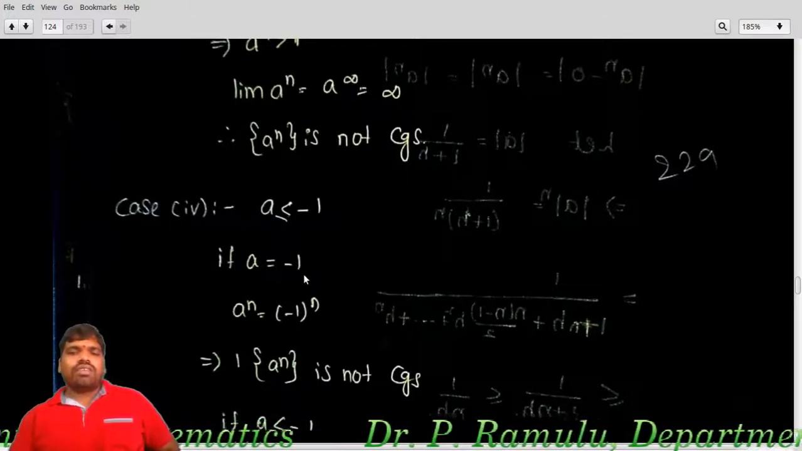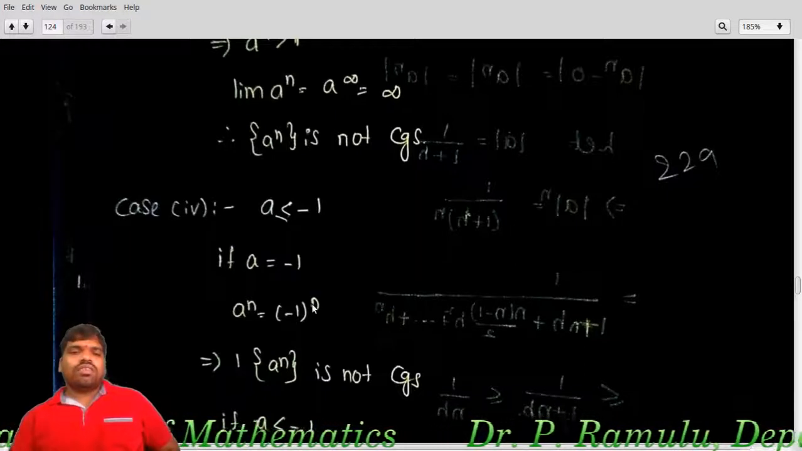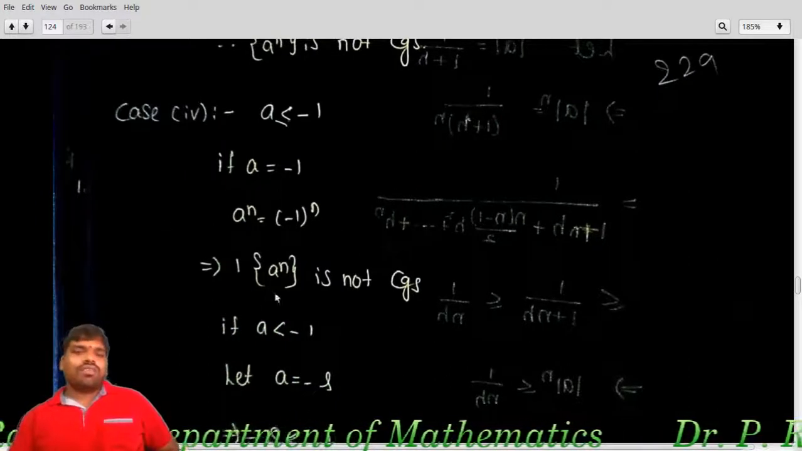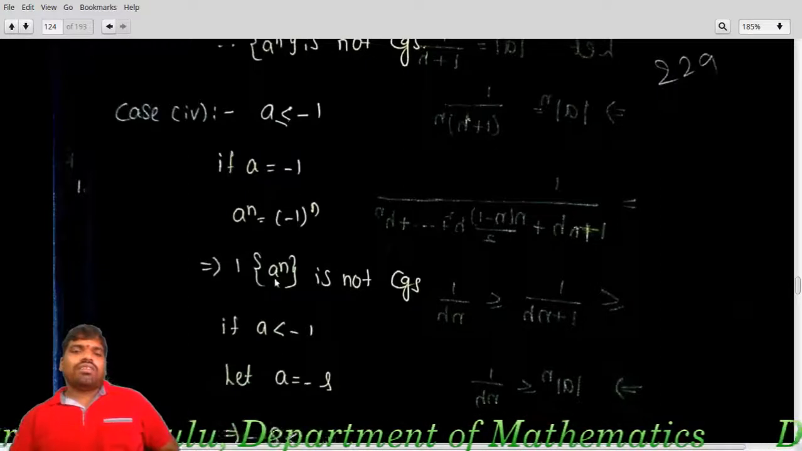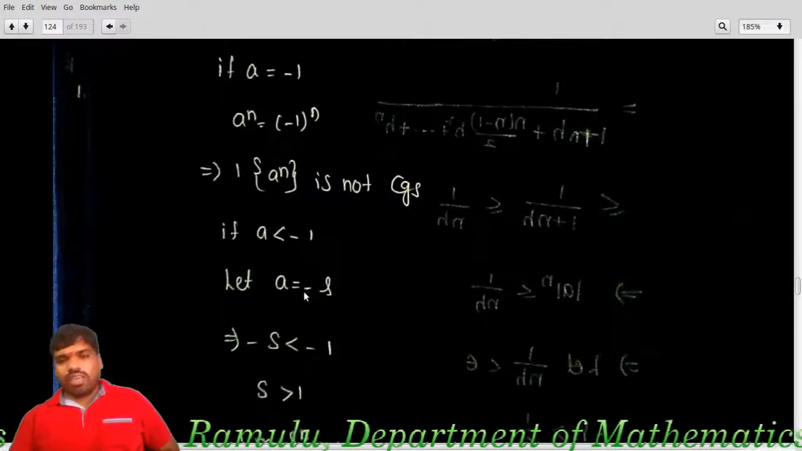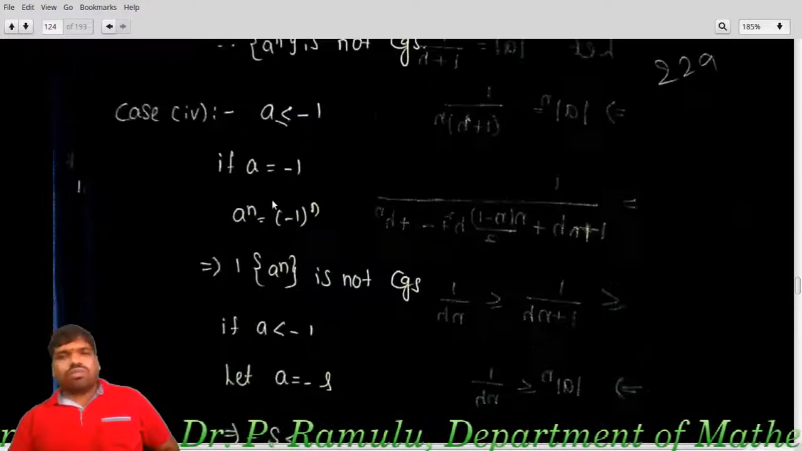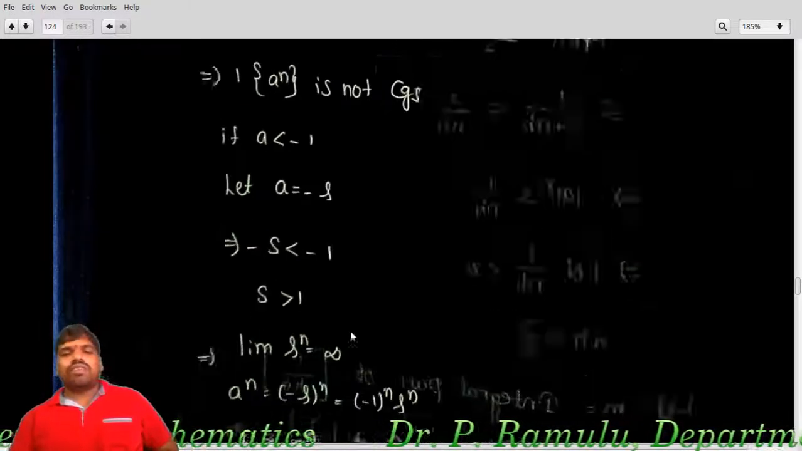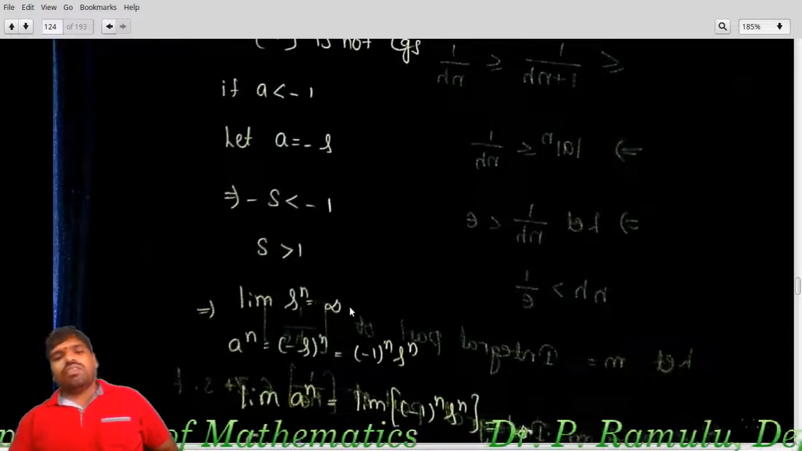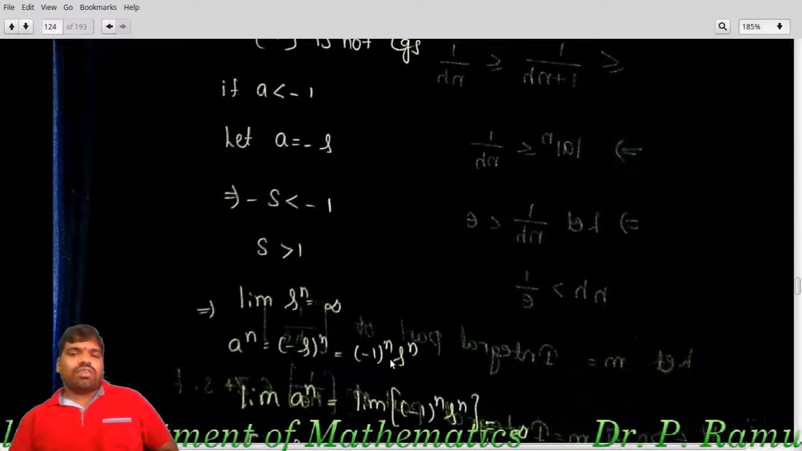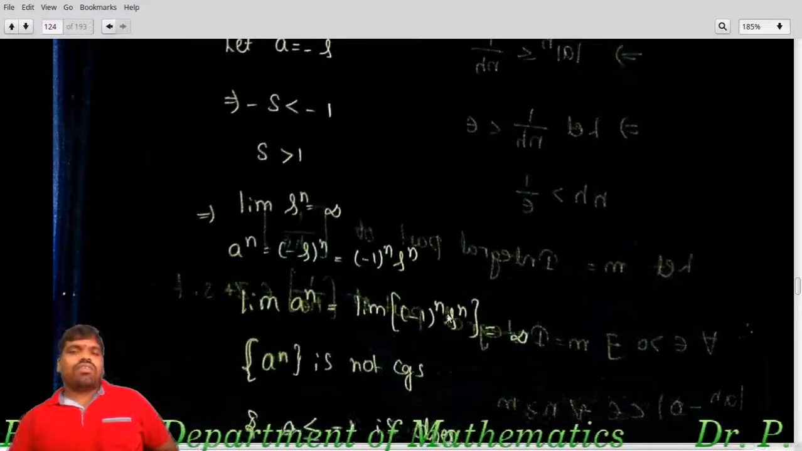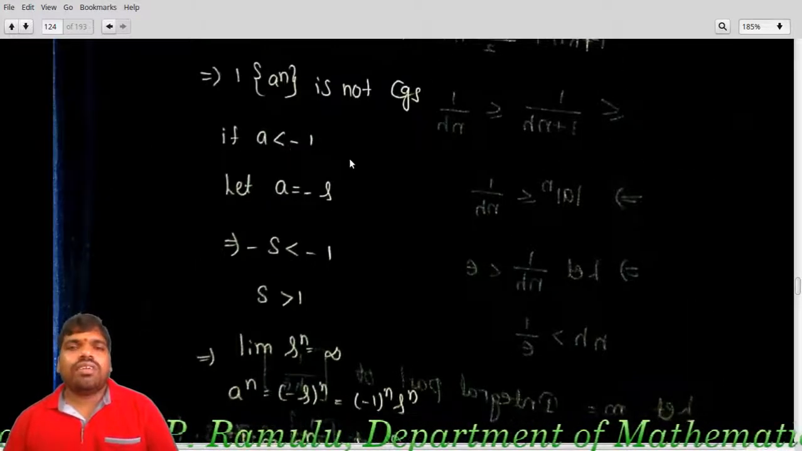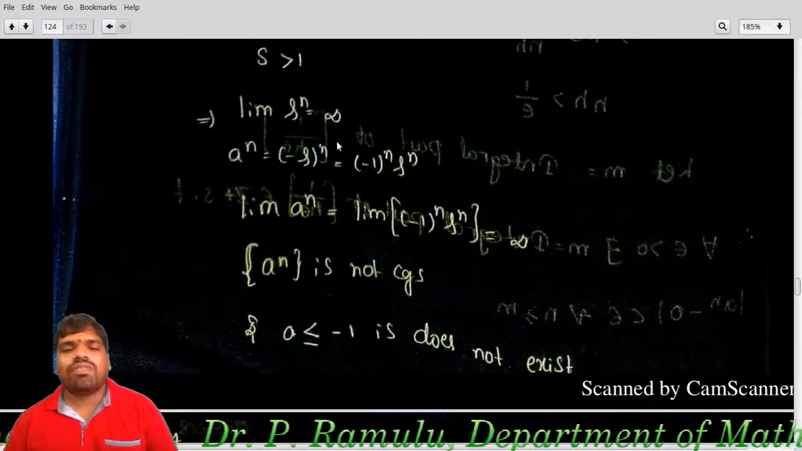If a is equal to minus 1, a power n equal to (minus 1) power of n. This we already discussed before; this is not a convergent sequence. If a is less than minus 1, let a equal to minus s, where s is greater than 1. The limit of s power n equal to infinite. So a power n equal to (minus s) power n, that equal to (minus 1) power n times s power n. Therefore, a power n does not converge if a is less than or equal to minus 1. Right, so if a is less than or equal to minus 1, we have shown that a power n is not convergent.